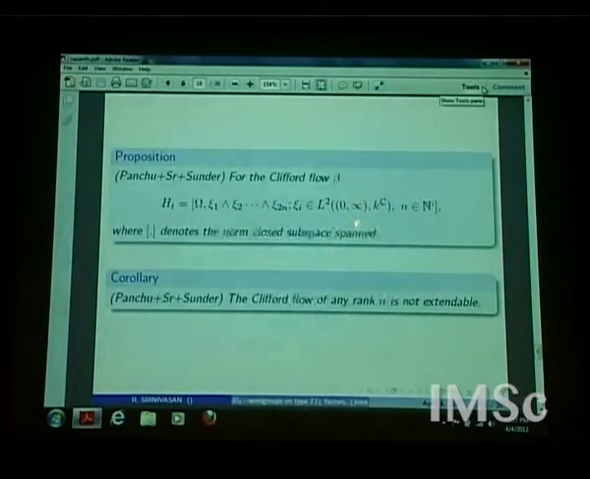I am extremely sorry. This has to be T. It's not L201 T. That is L20T. Sorry. Yeah, I didn't notice. This HT is L20T. Okay. I'm sorry about that.